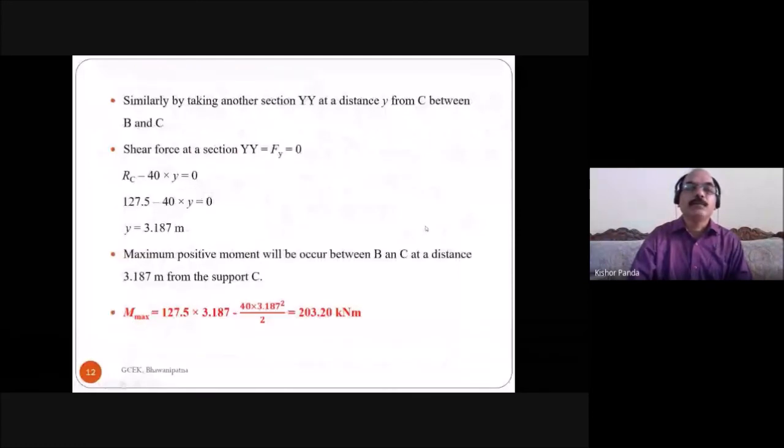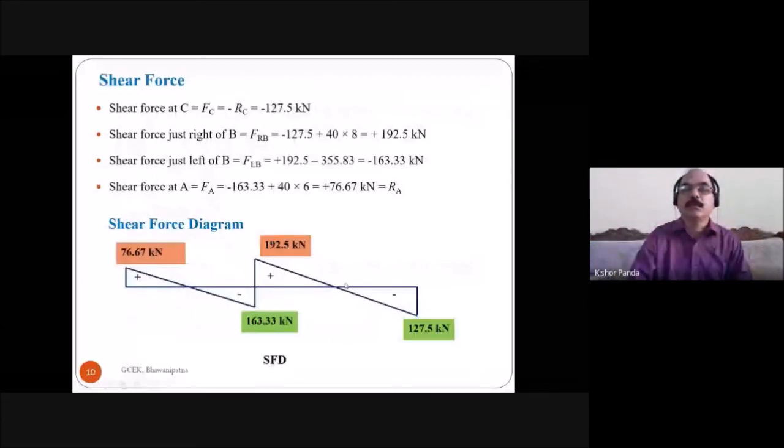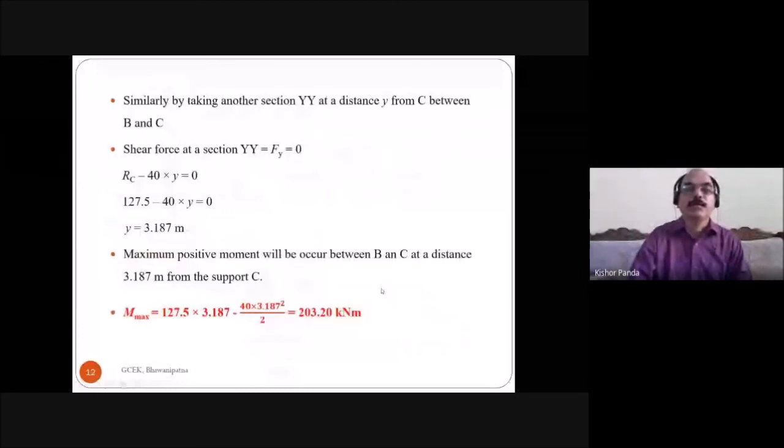Then by putting this y value, the distance you got, you will find the maximum positive moment. The maximum positive moment occurs between B and C at a distance of 3.187 meter from the support C.